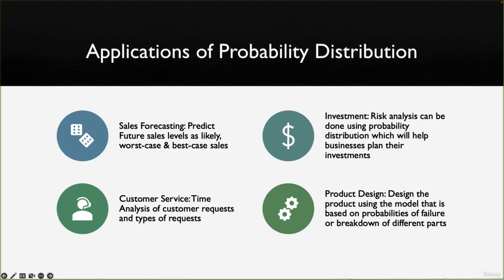And coming to investment, risk analysis can actually be done using probability distribution, which will help the business to plan their investment. And this probability distribution is used in product design as well, where we'll be designing the product using a model that is based on probabilities of failure or breakdown of different parts. So these are some of the important applications of probability distribution.